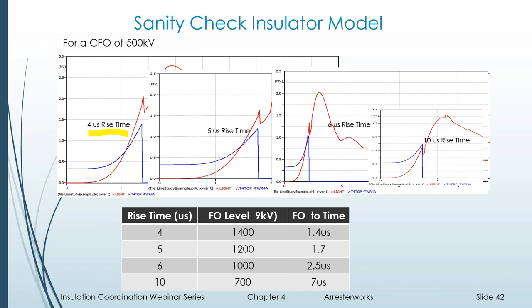Do a sanity check on the rate of rise of your surge and the effect that it has on the insulator. Because if you're not using the right model for your insulator, you might really get the wrong results. Here's a four microsecond rise time, and it flashes over at 2 megavolts. At a 5 microsecond rise time, it flashes over at about 1.5 megavolts. Here's 6 microseconds to rise, and then 10 microseconds to rise.